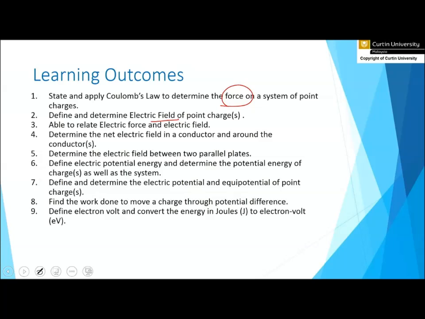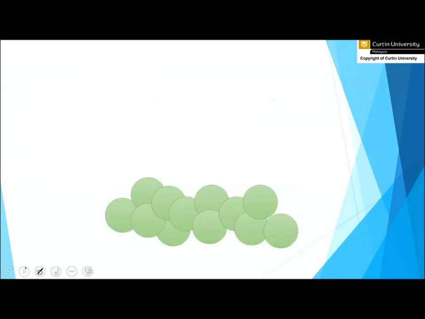and relate electric force and electric field, and also determine the electric field in the conductor or around the conductor, and electric field between two parallel plates. Okay, so also electric potential energy of the charge and the system, electric potential or an equipotential line of the charge, work done, and define electron volt. So quite a lot to cover in this topic.